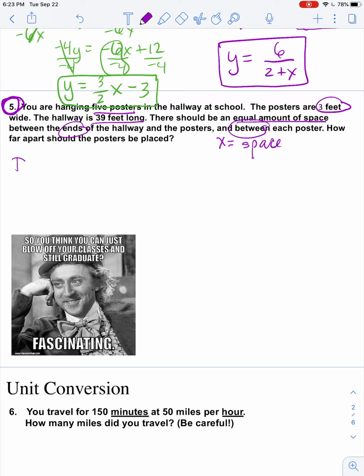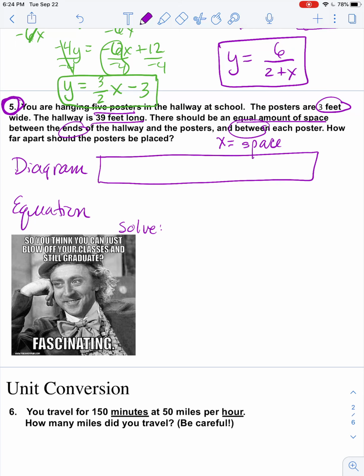So on my homework, I know it's going to ask me for a diagram, and it's going to ask me for an equation, and then it's going to ask me to go ahead and solve to find that distance between them. So go ahead and draw yourself a diagram. If this is the hallway, what do I know about it? I know it's 39 feet long. I know that I'm hanging 5 posters. So I'm going to have 1, 2, 3, 4, 5 posters. Each one is 3 feet long.